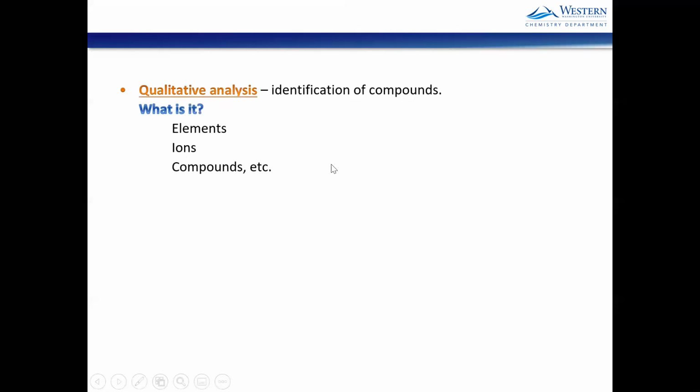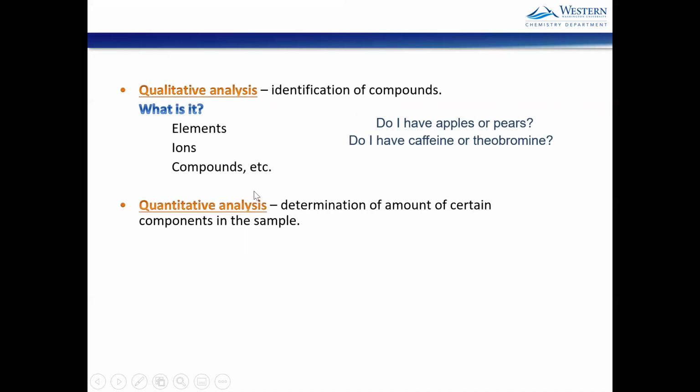But when you think about our daily life, it's the same thing. Like, is it an apple or a pear? Using analytical chemistry, you can find out whether this is an apple or a pear. Do I have caffeine or theobromine? This is a similar question to what qualitative analysis is trying to do in chemistry, but you are asking it in daily life. So qualitative analysis addresses what is it, to identify what that is.